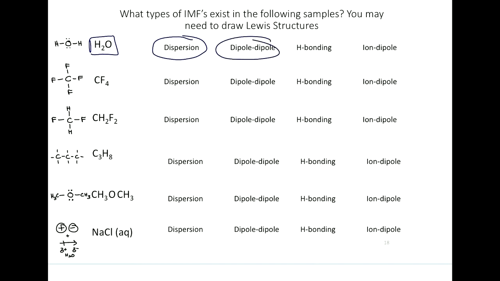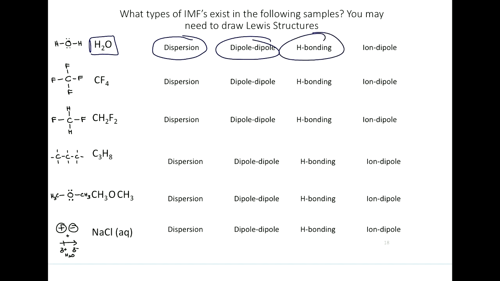But I drew water straight. Is water linear like that? No, it's not. Just because I drew the Lewis structure that way doesn't mean it actually is linear. It is bent. Okay, hydrogen bonding. Can water hydrogen bond? Does it have the criteria? Yes, it has a hydrogen attached to an oxygen, and that oxygen has a lone pair.